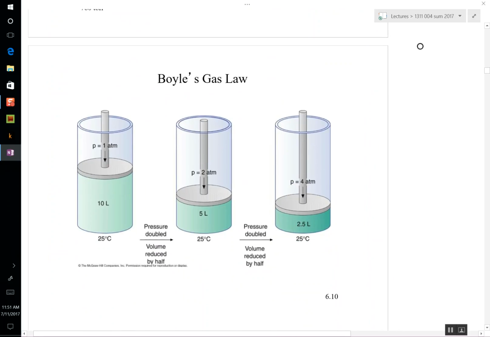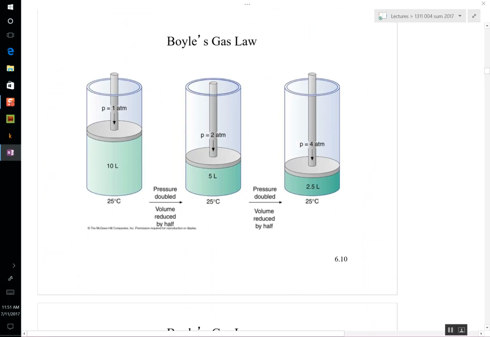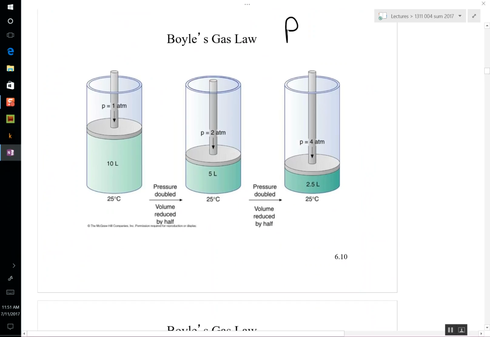Okay, let's get to our first law, Boyle's law. Boyle looked at pressure and volume. What he held constant was temperature and the amount of gas. So these are not variables, but pressure and volume are going to vary. Temperature is 25 degrees C.